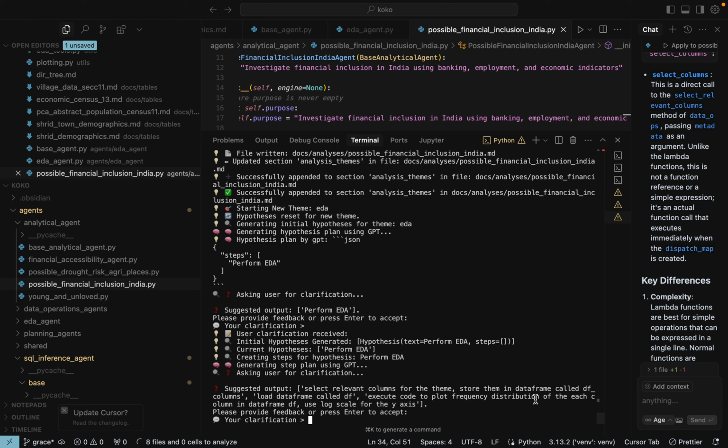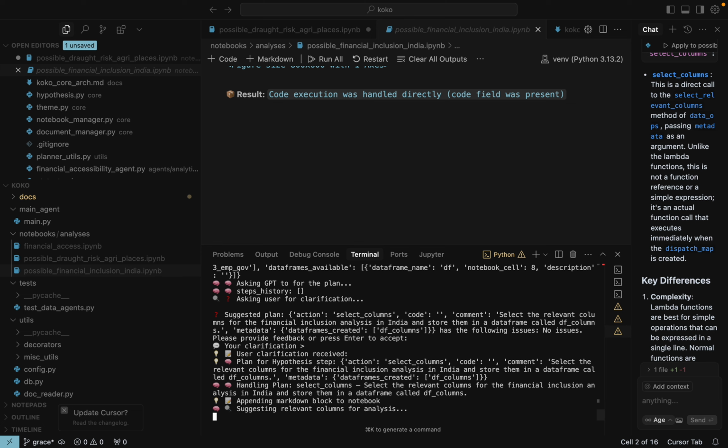So this is my notebook right here. Let me just reopen it really quickly. Right, so this is my notebook here. There is some code already in there. This notebook is being manipulated by this agent, and it says it wants to select relevant columns. We'll say yes, please go ahead, and now it is selecting some columns.